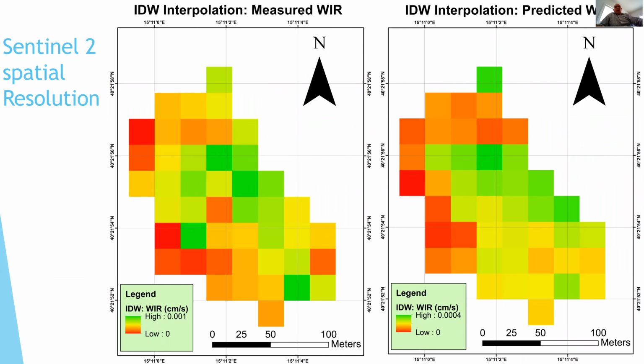We took the water infiltration rate map and we resampled it to Sentinel spatial resolution. On the left-hand side, you see the interpolation of what we did in the field, and on the right-hand side, the interpolation using the predicted information, and we see quite a good match between the two.